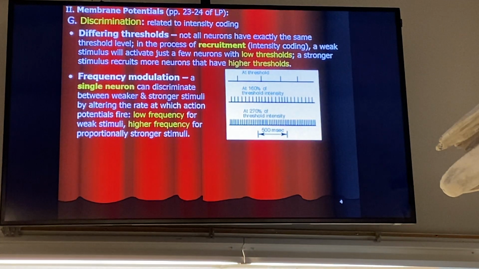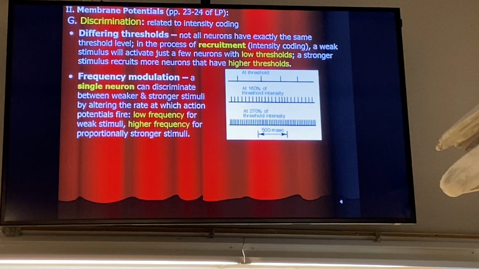The other form is frequency modulation. So this is a repeat of what we discussed in week 4. We mentioned recruitment and frequency modulation right here. Here they are again. The stronger the stimulus, that neuron is going to fire more spikes. Recruitment is more neurons firing spikes. Frequency modulation is about the one neuron firing more spikes. Recruitment is more neurons firing spikes.